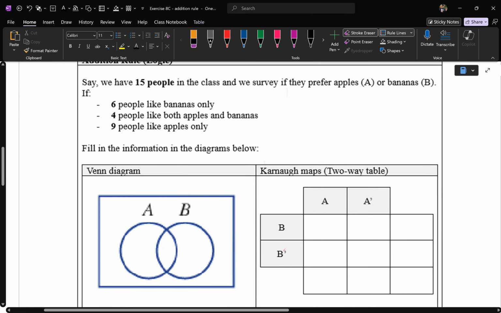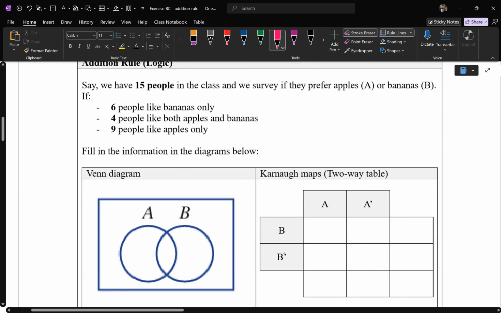Just a small detail to change here. I realized this should have been 20 people. So change that to 20 people.